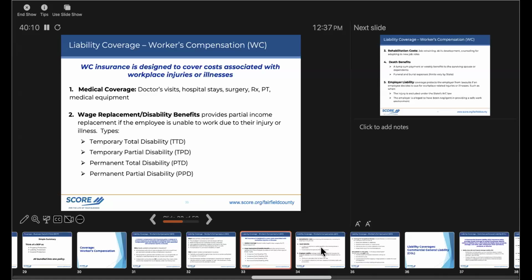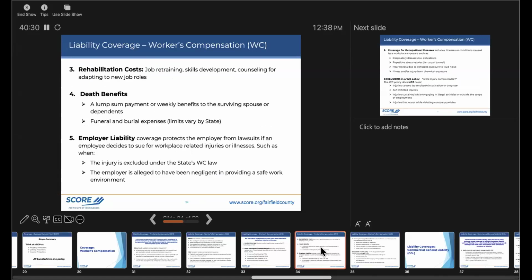And permanent is just that: permanent total disability, not to be gross, but the left arm is no longer there. They lost the left arm. And then permanent partial, they didn't lose the whole arm, but they did lose the use of their thumb on their left hand or whatever. Sounds a little bit macabre, but that's the way it is. Rehabilitation costs, retraining, skills development, counseling, death benefits, a lump sum payment or weekly benefits to the surviving spouse or dependents, funeral and burial costs. Limits vary by state.